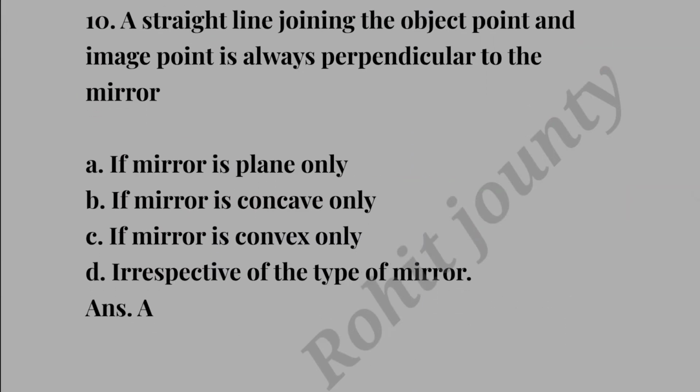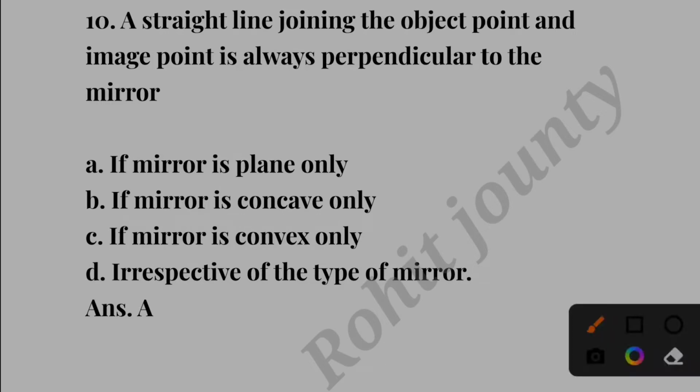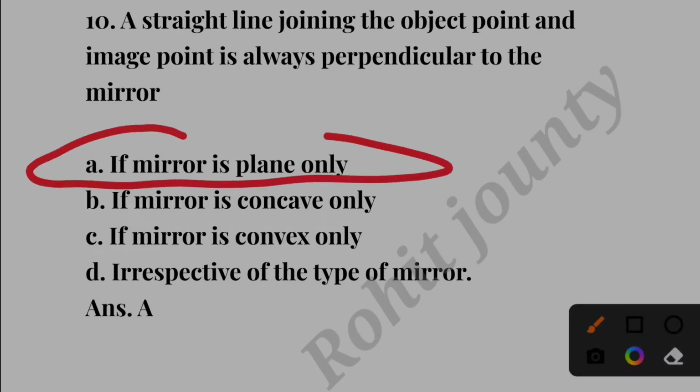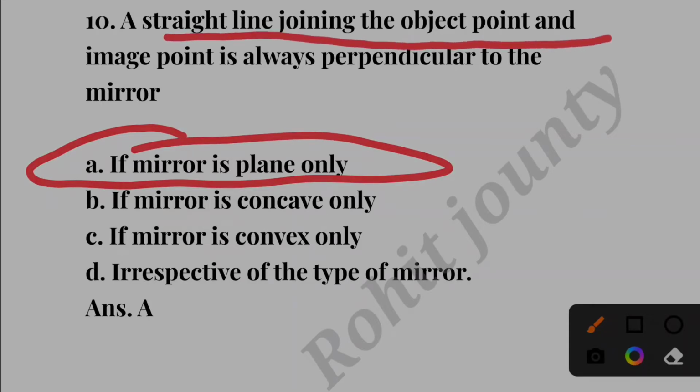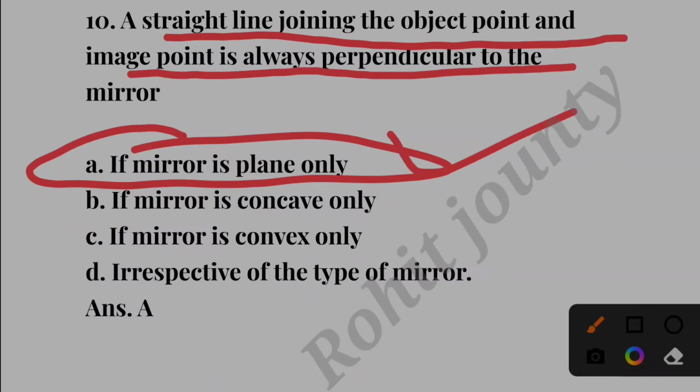Question number 10. A straight line joining the object point and image point is always perpendicular to the mirror: option A if the mirror is plane only, option B if the mirror is concave only, option C if the mirror is convex only, option D irrespective of the type of mirror. The correct answer is option A, if the mirror is plane only.